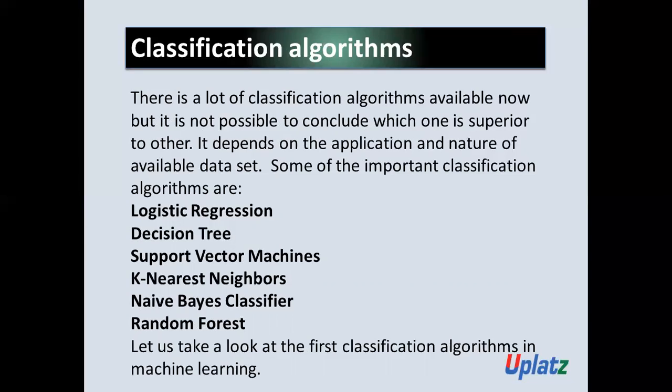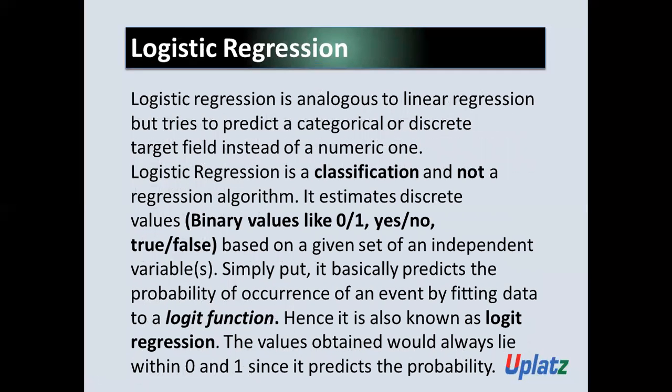So let's start. Let us look at the first classification algorithm in supervised machine learning under classification, that is logistic regression. Logistic regression is a very important algorithm under classification. Let's see what logistic regression is. Logistic regression is analogous to linear regression, but tries to predict a categorical or discrete target field instead of a numeric one.